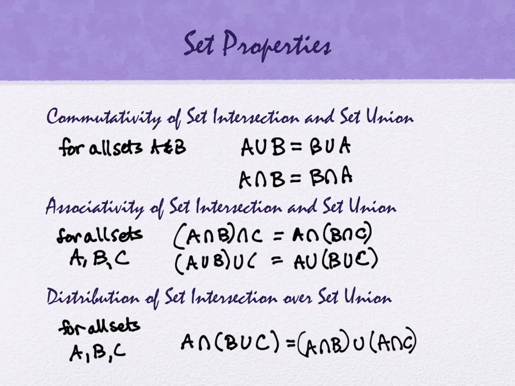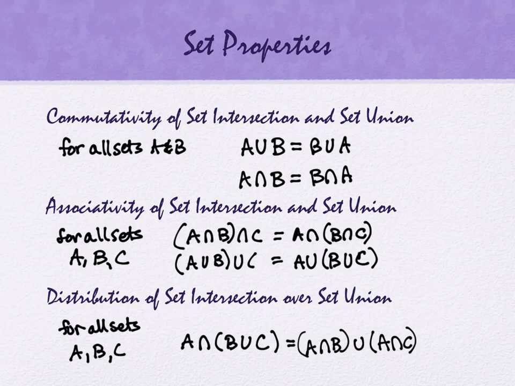And you've seen this property before. We use it with whole numbers, right? Addition and multiplication, like multiplication distributing over addition, or multiplication distributing over subtraction. So it's the same kind of property. This is called the distributive property.